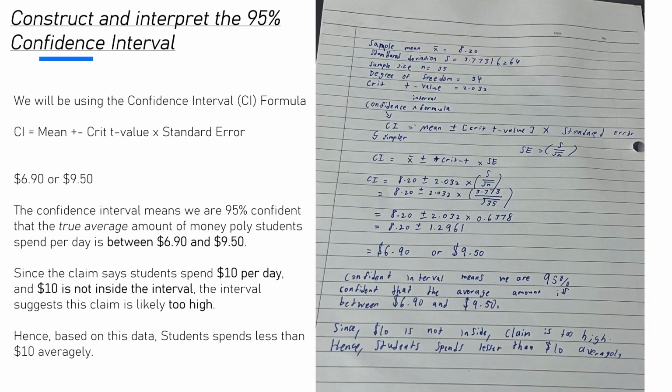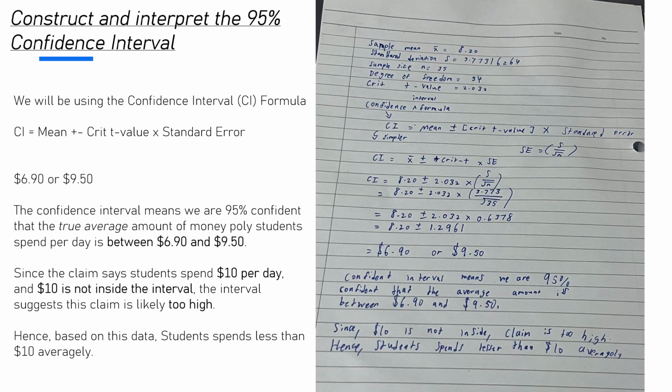So now we'll be constructing and interpreting the 95% confidence interval. We'll be using the confidence interval, or otherwise known as CI, formula, and CI equals mean plus minus critical t-value times the standard error. The standard error is just the sample standard deviation over the square root of n. So over there I did the calculations already on the right, you can see for yourself. And basically what we get from these calculations is $6.90 and $9.50.